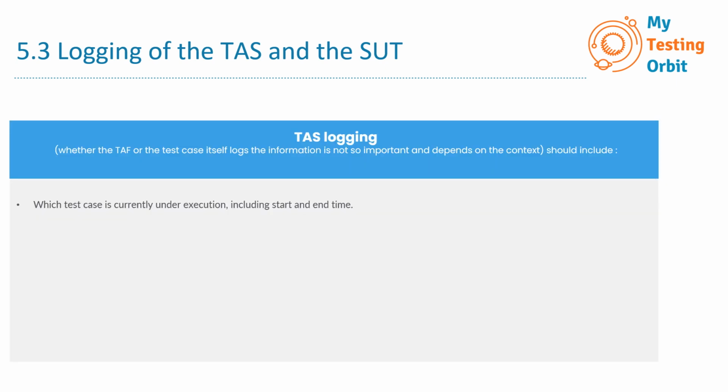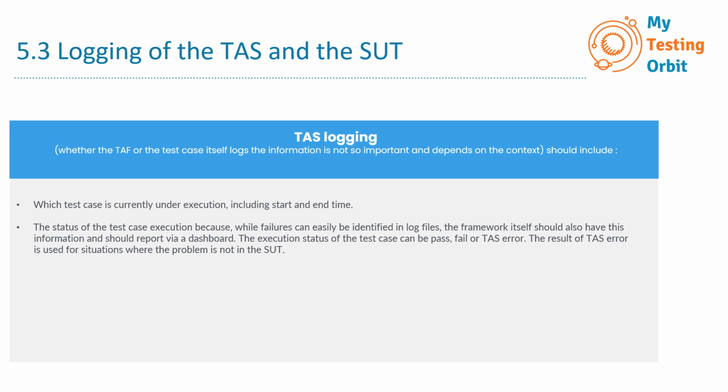The first point it should include is which test case is currently under execution, including start and end time. Now, this means that the log should tell you which specific test is being run. It's like giving a name or ID to the test case so that when you look at the log, you know exactly what test is being discussed. The log should also record when the test case started and when it finished. This is important because it helps you track how long the test took to run. And if a test case takes a very long time, it might indicate a problem that needs attention.